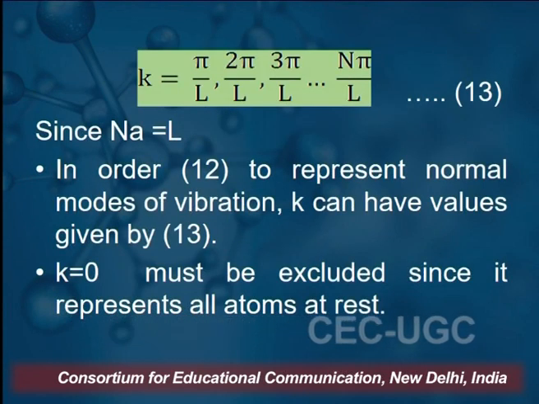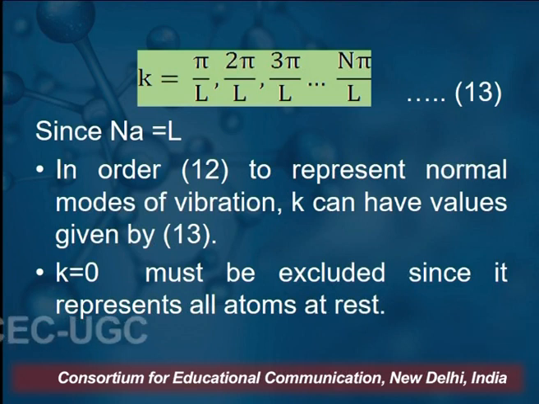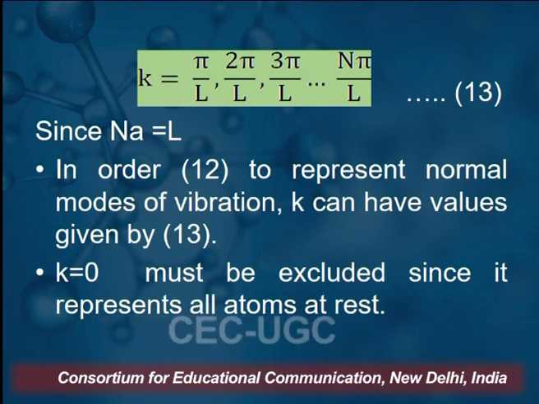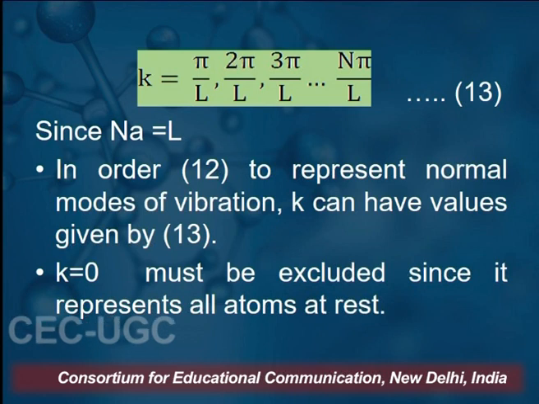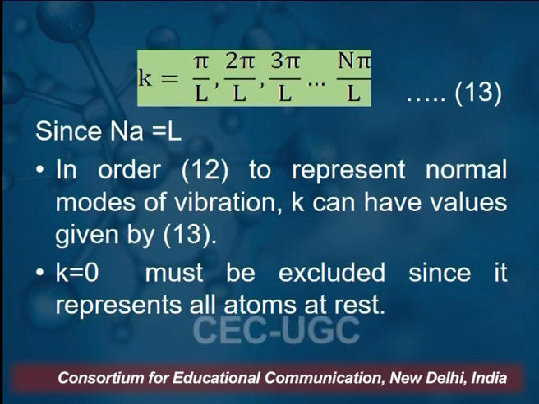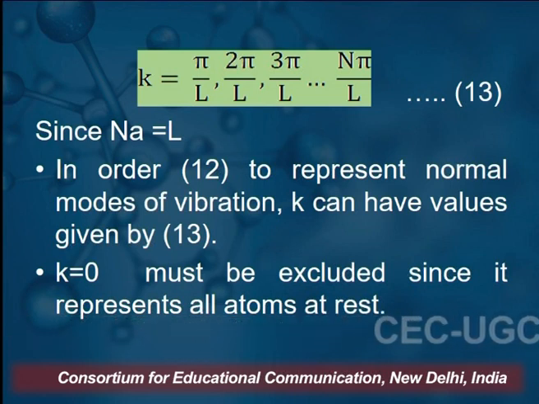This means k will have values, because Na is the length of the chain I am considering. So, Na will be equal to L. So, k will have values pi by L, 2 pi by L, 3 pi by L and so forth up to n pi by L.